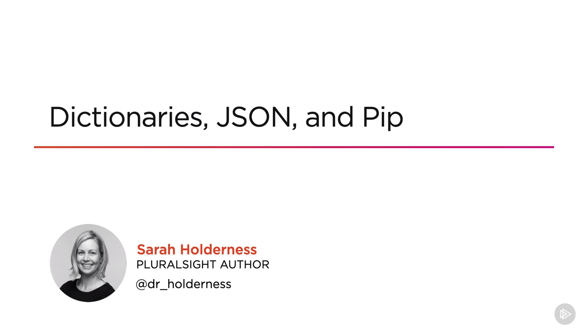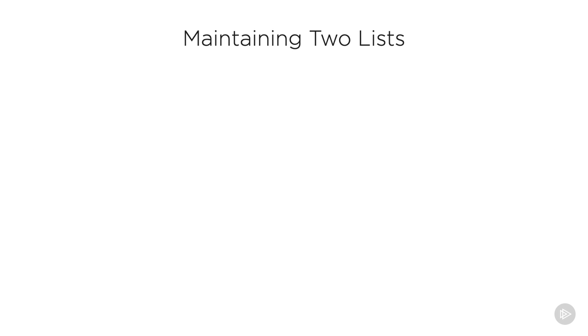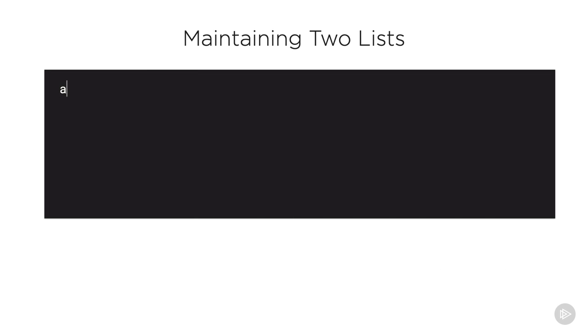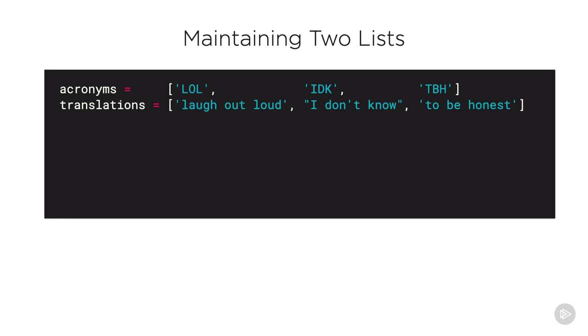In this module, we're going to look at Python dictionaries, reading JSON data, and installing packages with pip. Let's say we wanted to store a list of internet slang acronyms and their translations. We could have two lists, one for the acronyms and one for the translations.